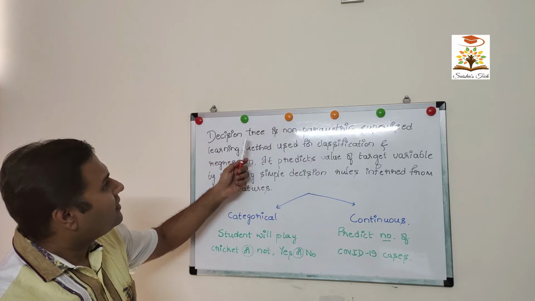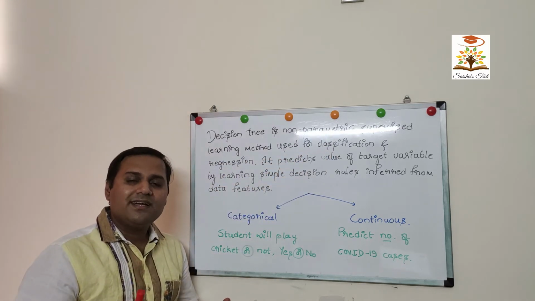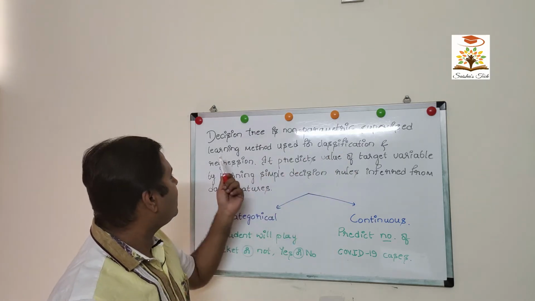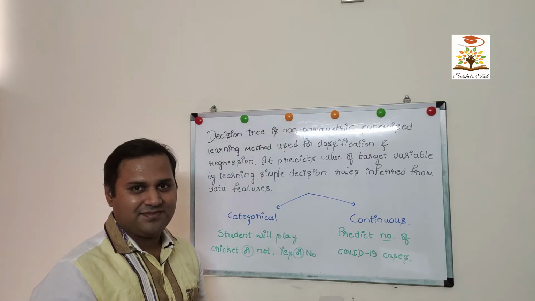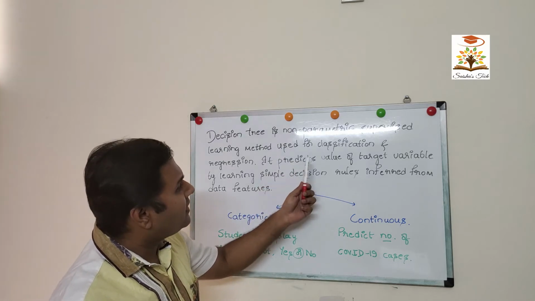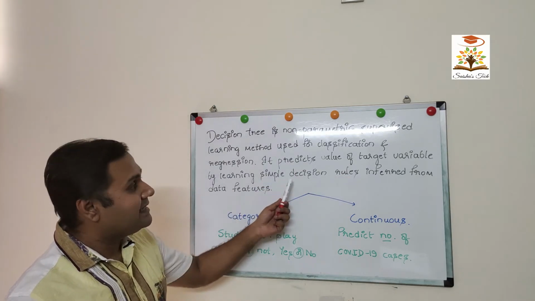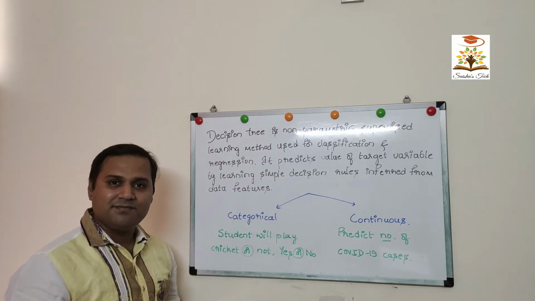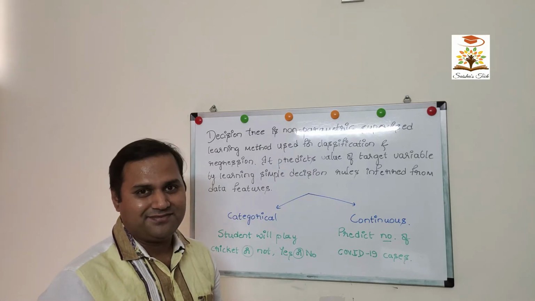Decision tree is a non-parametric supervised learning method which is used for both classification and regression. Here, supervised learning means we have a target attribute during training. The main goal of decision tree is to predict the values of the target variable, which we learn from the decision rules inferred from the data features, that is the independent attributes during training.